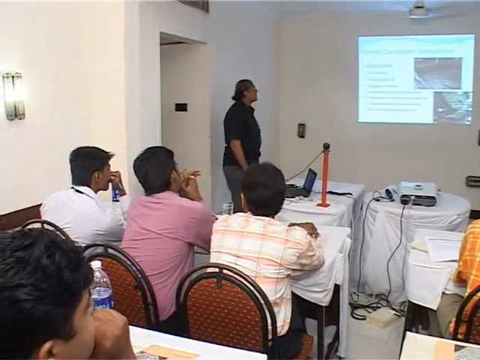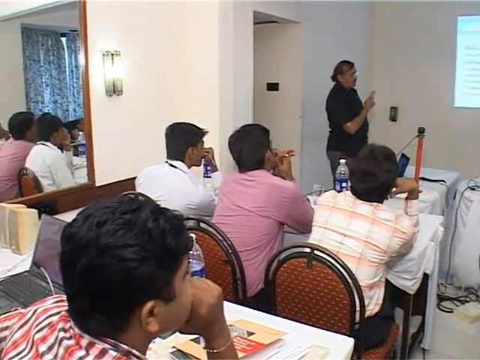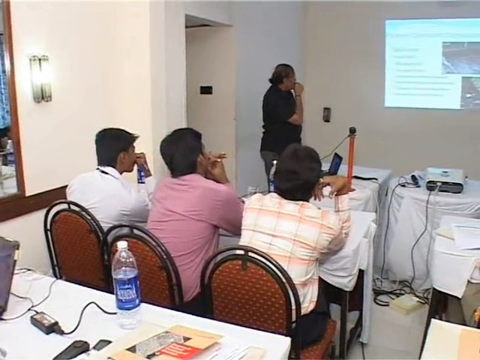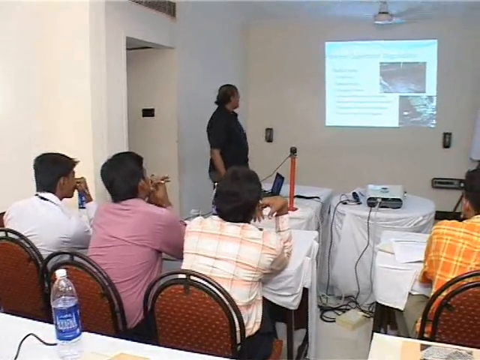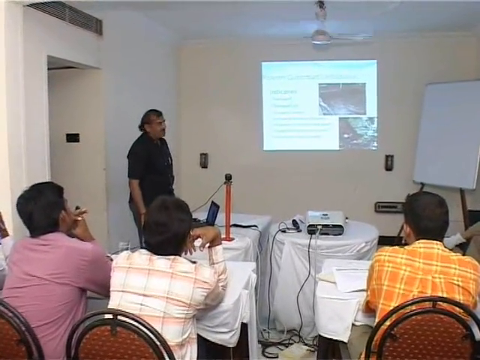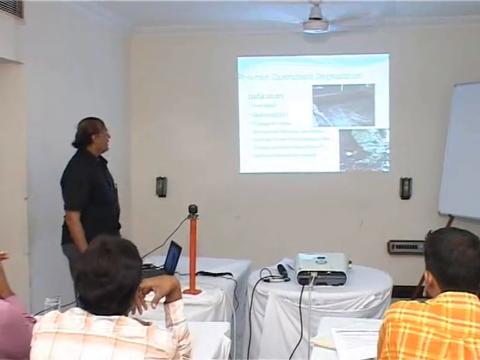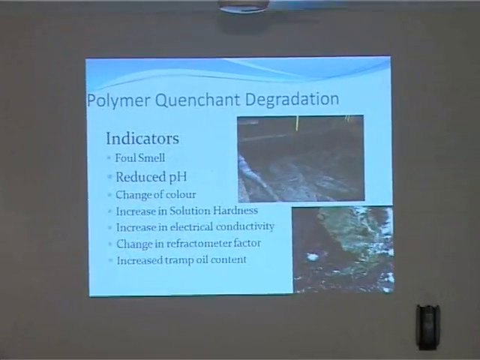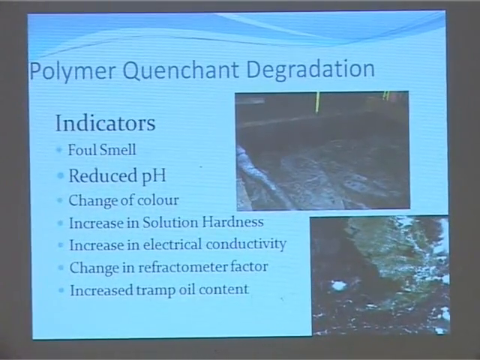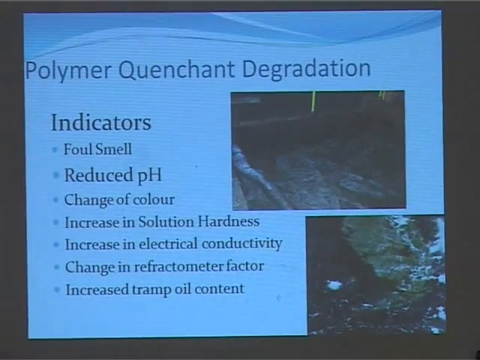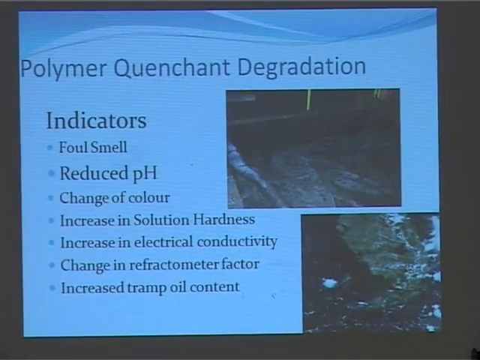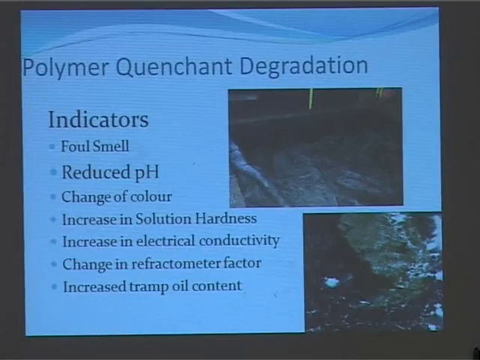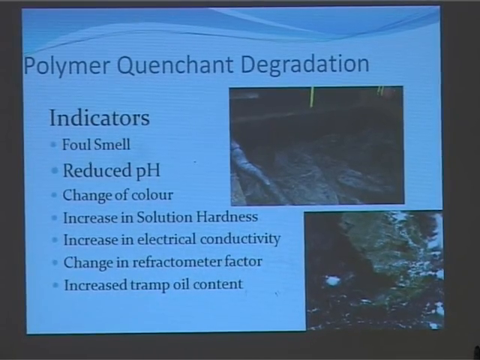Similarly for the polymer quenchant, degradation starts as it does for oil. For the polymer, a foul smell starts coming, pH comes down, and the color changes. The solution hardness increases, and electrical conductivity goes on increasing if this polymer quenchant is not of good quality. The refractometer factor changes, and the tramp oil content goes on increasing. These are the various degradations you can recognize if you are using the polymer quenchant.